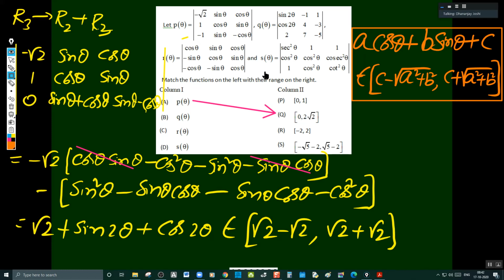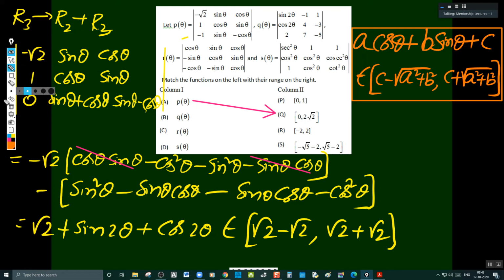So for r, directly we will do R1 plus R3, then it becomes 0, 0, 2 cos theta for R of theta. Yes, R1 plus R3. Correct. Okay. Are you there? What Dhananjay is saying? This is plus cos theta minus cos theta, plus sin theta minus sin theta, plus cos theta plus cos theta. You'll get two zeros here directly. Then you can find it out.